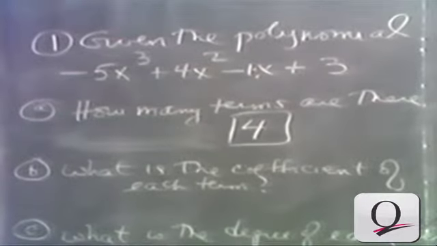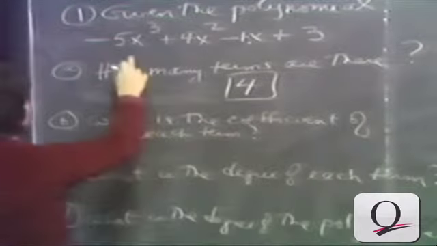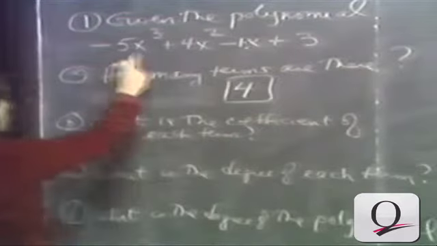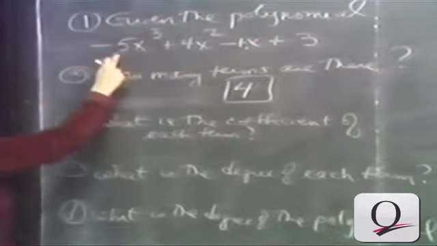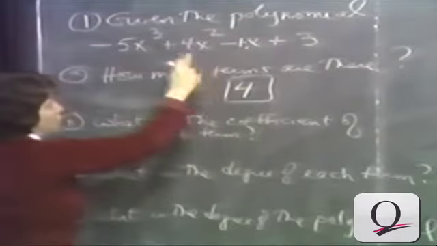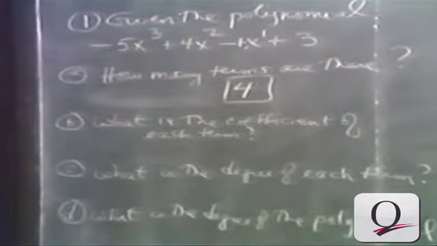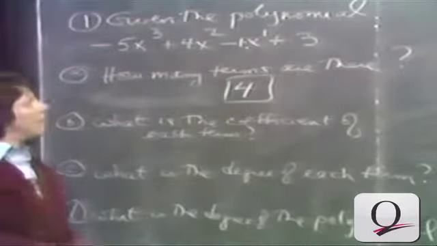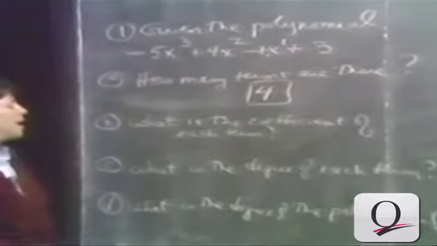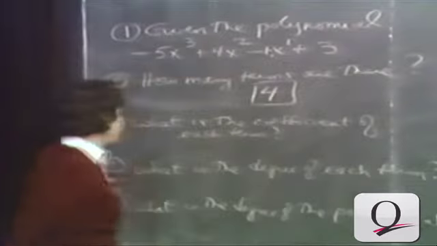What is the degree of each term? Okay, the degree of a term in a polynomial is the power of the variable present in that term. So in the first term, the degree is 3. In the second term, the degree is 2. In the third term here, the power of the variable there is 1. The constant term, we speak of the constant term as having degree 0. Okay, just take that as a definition. The constant term has degree 0. So the degrees are 3, 2, 1, and 0.